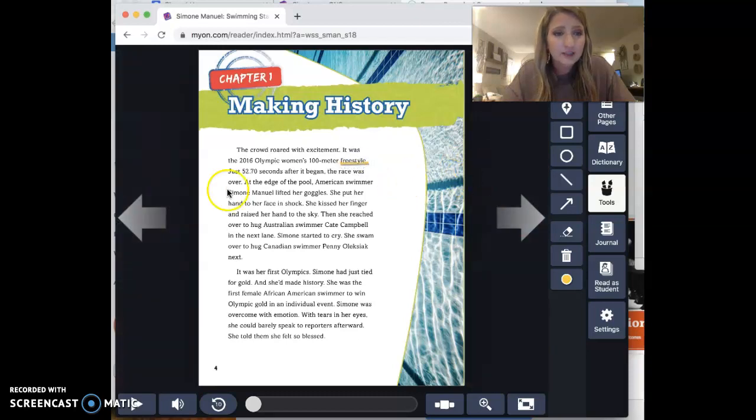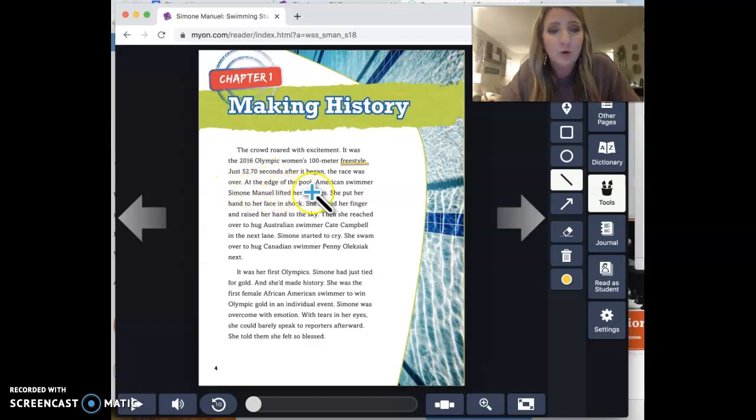All right, so it says just 52.7 seconds after it began, the race was over. Now, as a reader, I might be asking myself, I wonder why it's already over. But normally these events end when somebody has won. This is about Simone, so I can infer right now that Simone won the race.